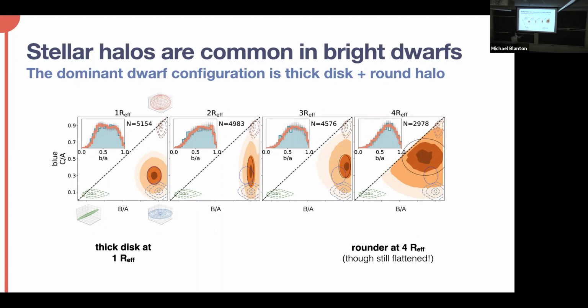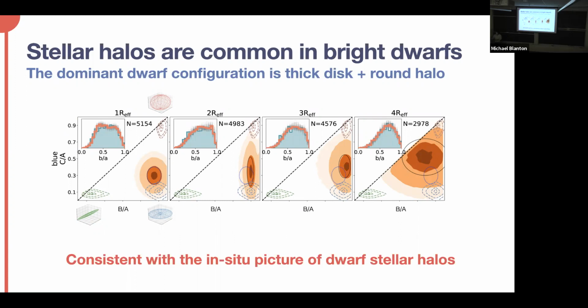As we go to larger radii, so up to 2, 3, and 4 effective radii, we can see that the galaxies are becoming systematically rounder, moving up towards this more spheroidal extreme. So they're systematically rounder at 4 effective radii, though they're still flattened. They're not perfect spheres. And this is consistent with the in situ picture of dwarf stellar halo formation that I mentioned earlier, wherein all or almost all of these dwarfs should be hosting a round stellar outskirts because the star formation feedback cycle is happening in all of them.